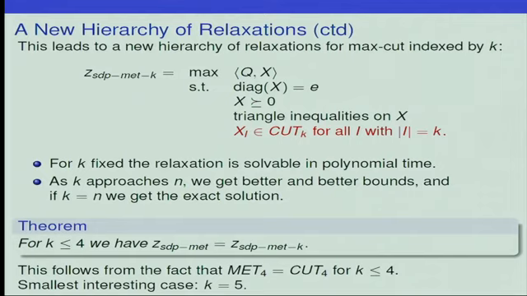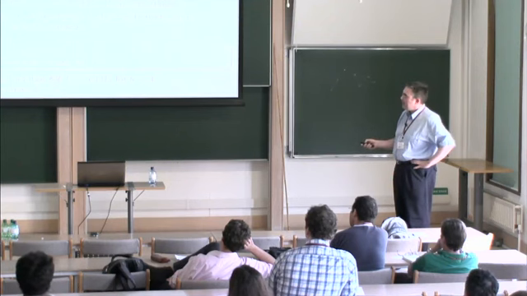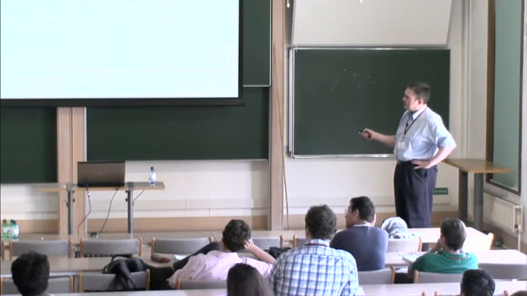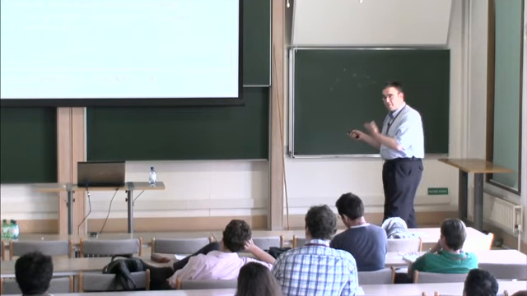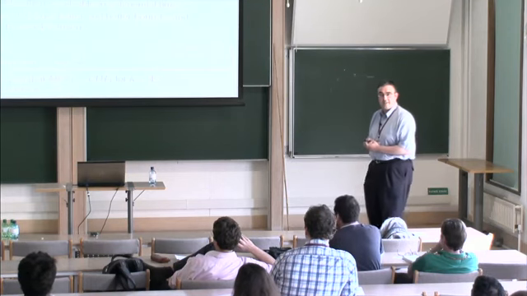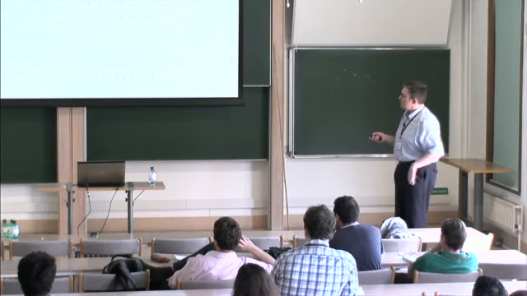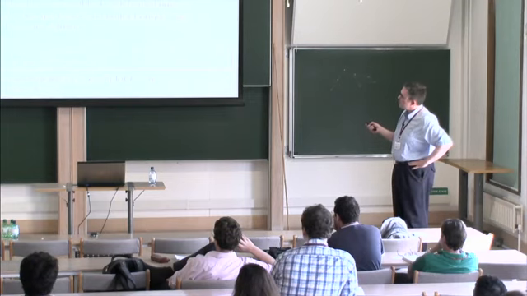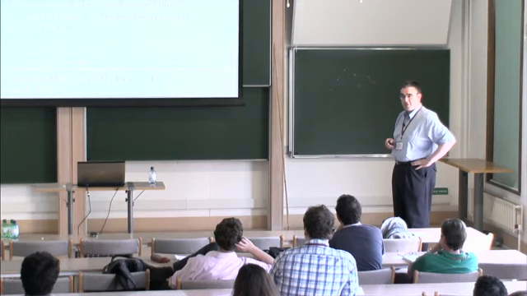The good news is that for k fixed, in theory, this is solvable in polynomial time. And if we let k depend on n, then as k approaches n, our bounds are going to get better and better. When k gets to n, we get the exact solution, because then we're basically optimizing over the actual cut polytope that we're interested in. Now, our objective computationally is not to get to n, but to use small sizes of k to improve the relaxation.